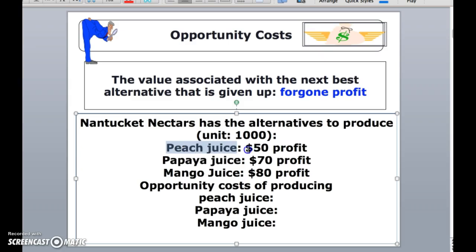If the company decided to produce peach juice for a profit of $50,000, the opportunity cost would be $80,000. Again, that is a higher profit that is given up. So opportunity cost is foregone profits.